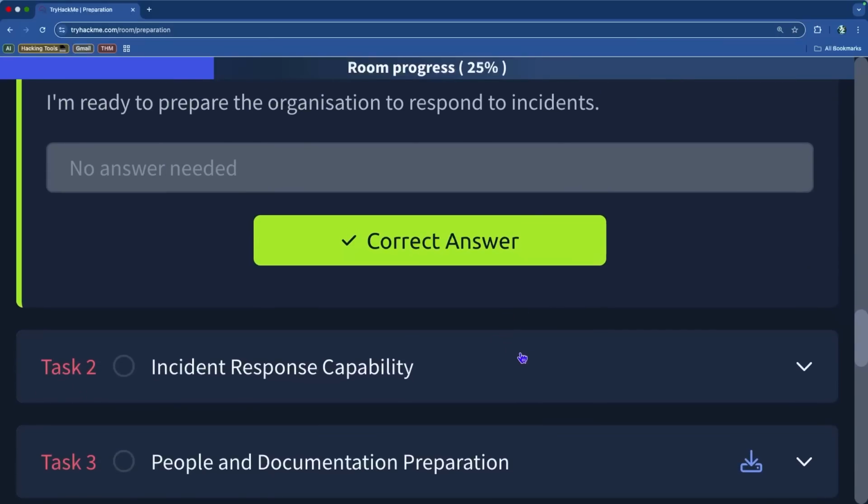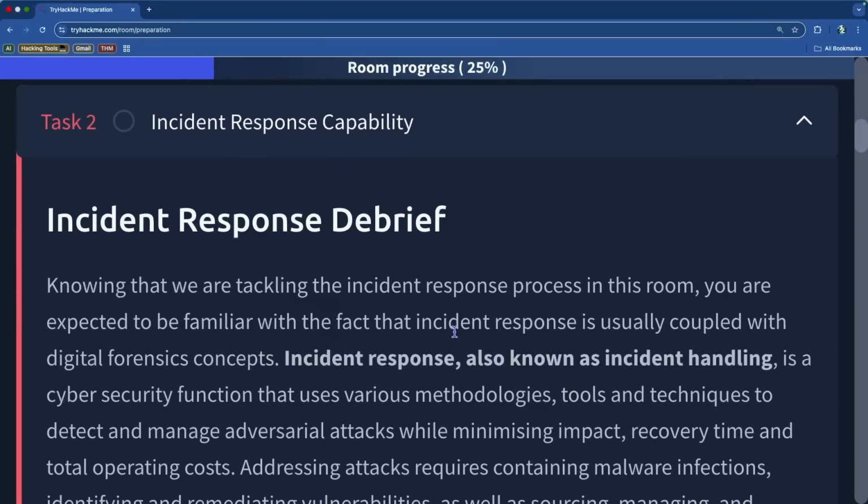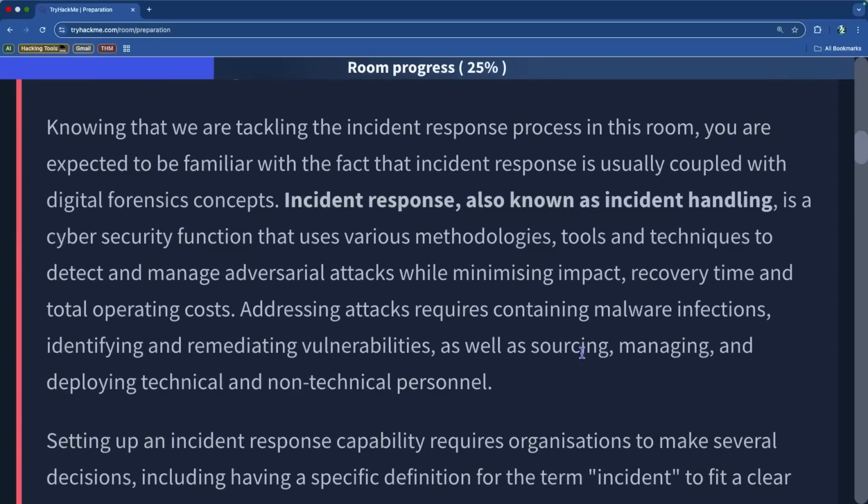So let's talk about the incident response capability. One of the things that we talked about in SOC Level 1 is the fact that digital forensics and incident response go hand in hand together. In fact, the full acronym is DFIR, Digital Forensics and Incident Response. And in order to be able to do proper incident response, you need to also be familiar with digital forensics concepts.